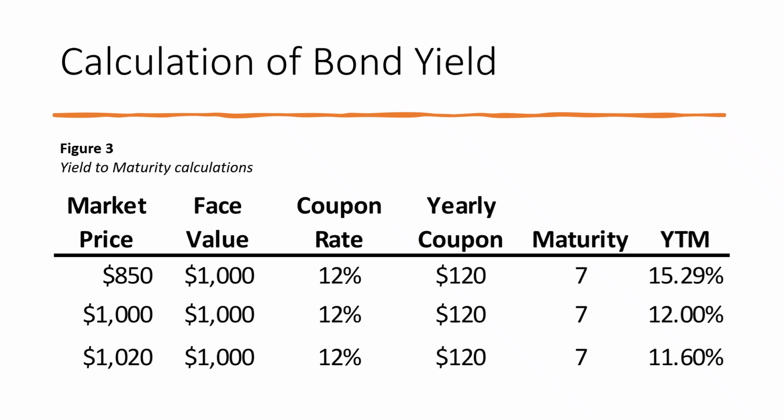If the market price is $850, then the yield to maturity is 15.29%. If the market price is the same as the face value of the bond, then the coupon rate is equal to the yield to maturity of 12%. If the market price is $1,020, then the yield to maturity is 11.6%.